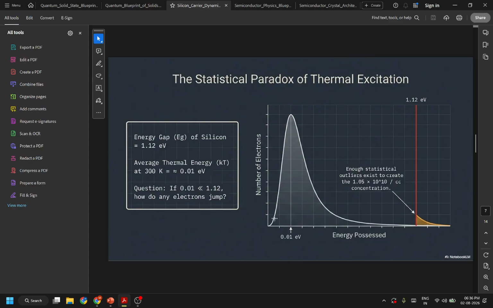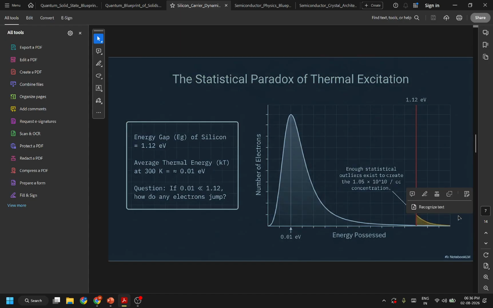which starts from here. Most of the electrons are situated near 0.026 eV. But as you go further, there are fewer and fewer electrons at high energy. So even at the energy required to jump, 1.12 eV, there is a very small number of electrons present at that energy also, which results in this very small concentration of 10^10 per centimeter cube.